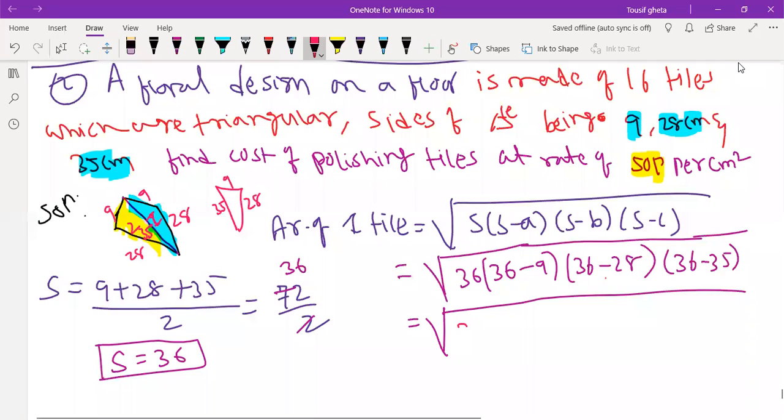36 minus 9 is nothing but what? 27. 36 minus 28 is 8 and 1. Chalo, come on, fatafat, do it. Root 36 is 6. Payal, very good. Payal, go for the square root of 6. Find out by division method, fatafat. I am not going to show you then.